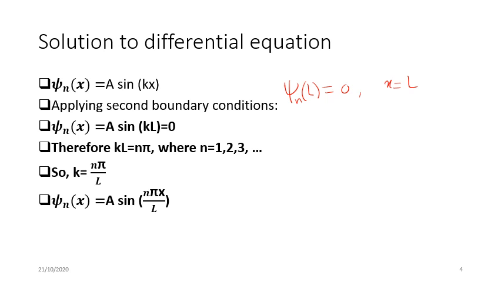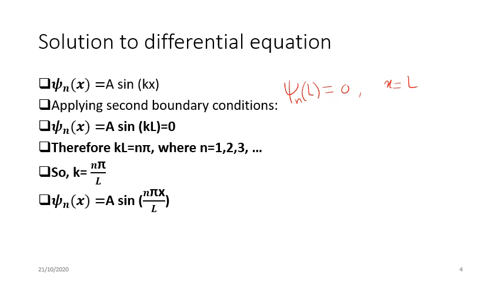If sin kL is equal to 0, that means kL should be equal to n pi, where n is equal to 1, 2, 3, and so on up to infinity. If I put the value n is equal to 0, that again becomes a trivial solution. That means the particle doesn't exist in that potential well. So we take the value of n starting from 1, 2, 3, and so on up to infinity.